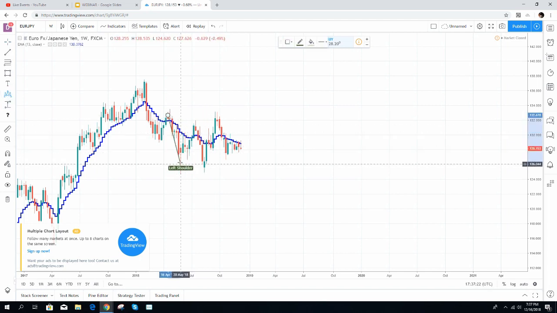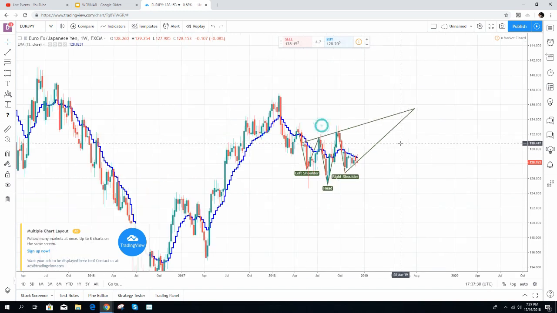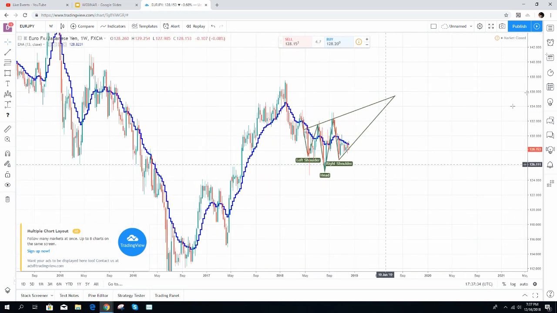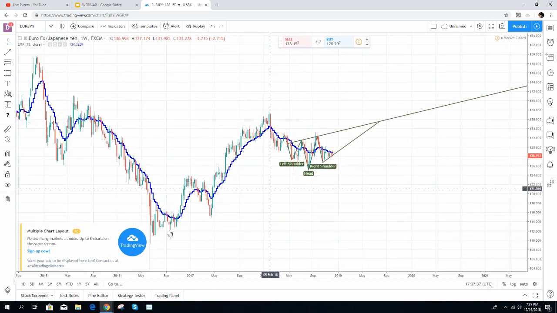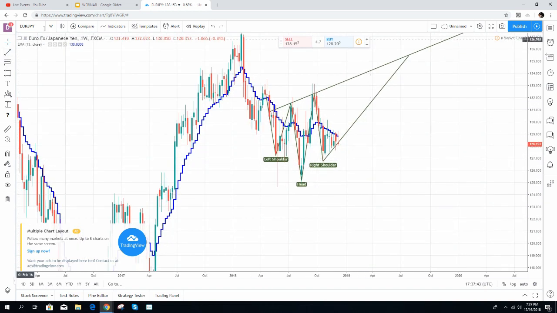But what we do have is the possibility of a reversed head and shoulders on the weekly chart right here. Okay? And that's within this contraction. Remember that. It is within the contraction. And that's why this now becomes a really, really strong possible trade.